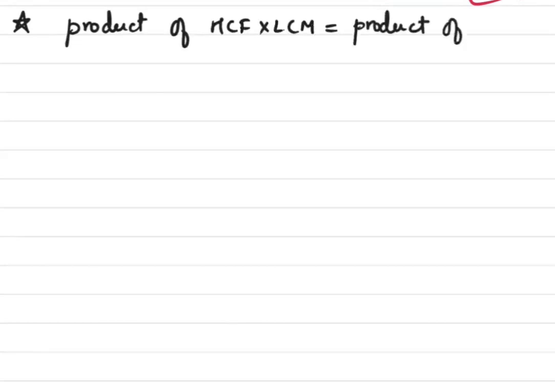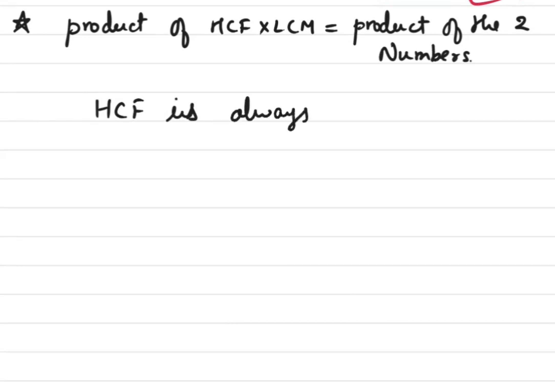Now let's understand the important fundamental theorems about HCF and LCM. The fundamental theorem of HCF and LCM says the product of HCF and LCM is equal to the product of the two numbers. This is only valid for two given numbers. And as we have already seen, HCF is always less than or equal to the LCM of any two numbers. So this is what we have done.